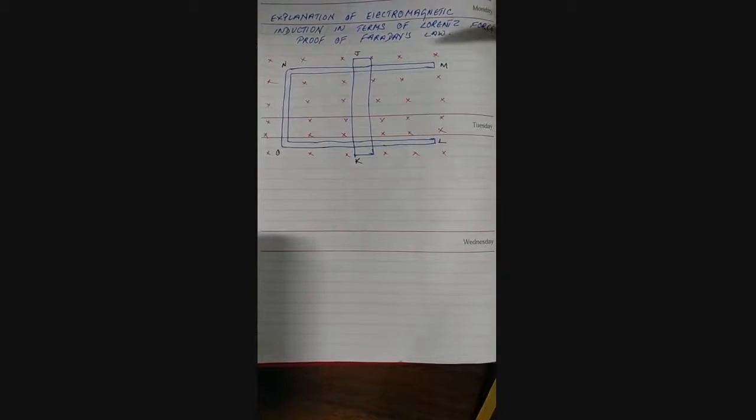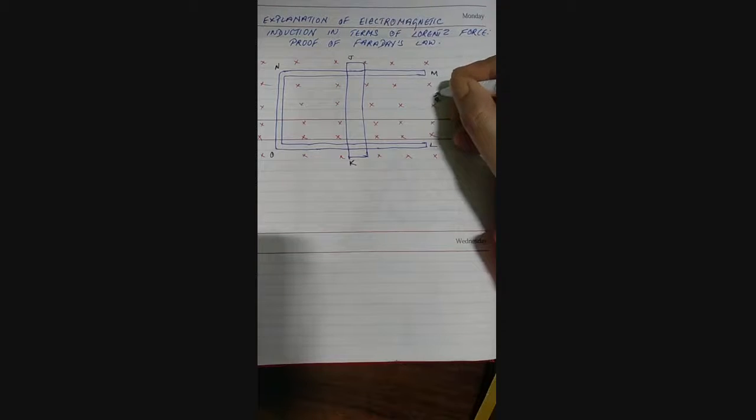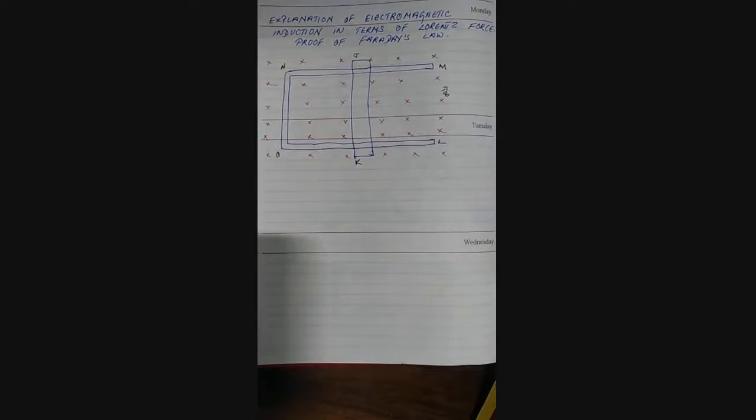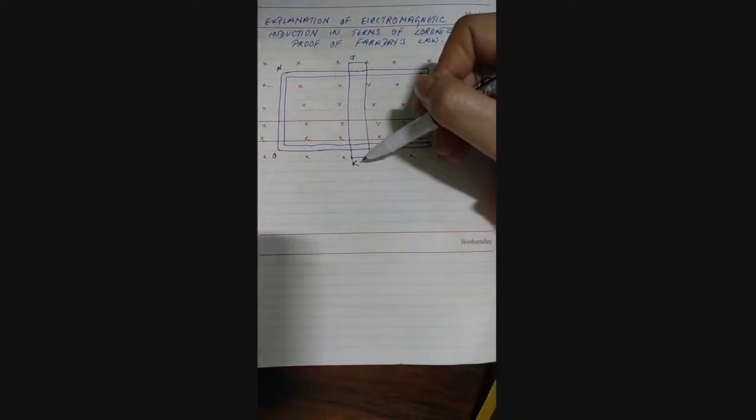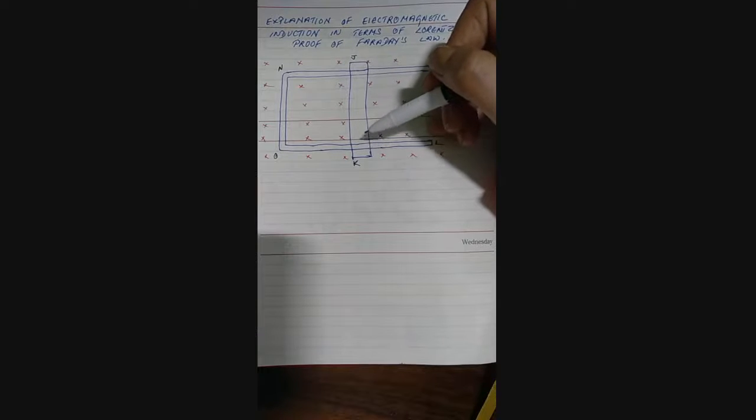Now in this diagram over here, there is a uniform magnetic field. All these crosses represent a uniform magnetic field which is directed into the plane of the paper. So this cross is B, which is directed downward. There is a conducting rod JK. Suppose the conducting rod JK is being moved without friction on the arm of a U-shaped stationary conductor. So there is a U-shaped stationary conductor, that is MNOL.